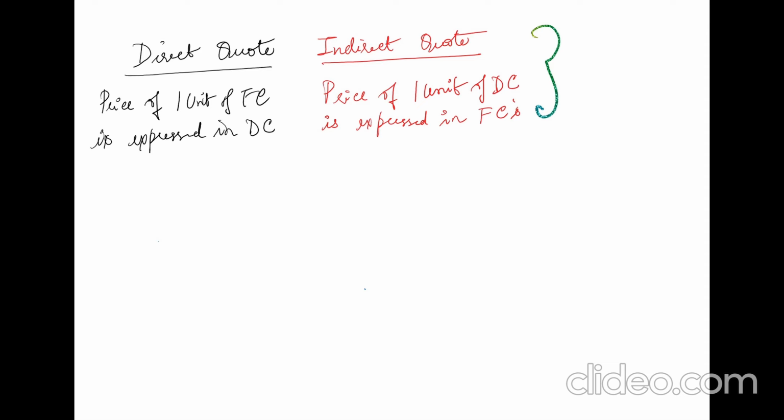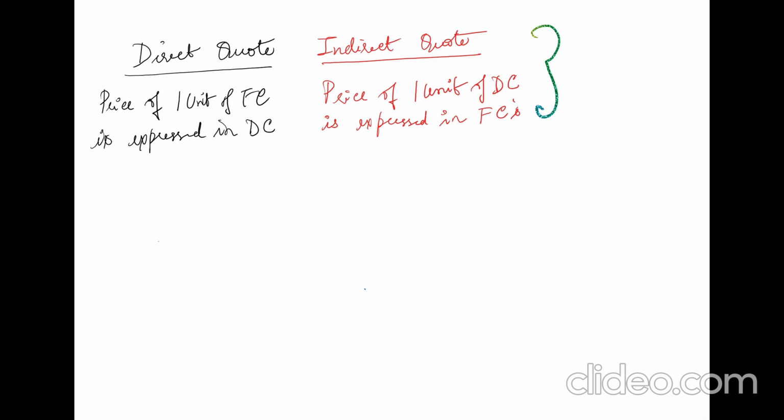Now let us learn to classify a foreign exchange quotation as direct quote or an indirect quote. I have already written the meaning of direct quote and indirect quote. A particular forex quote will be called a direct quote if in that quote the price of 1 unit of foreign currency is expressed in domestic currency. Similarly, if the price of 1 unit of domestic currency is expressed in foreign currencies, then that particular forex quote is called an indirect quote.